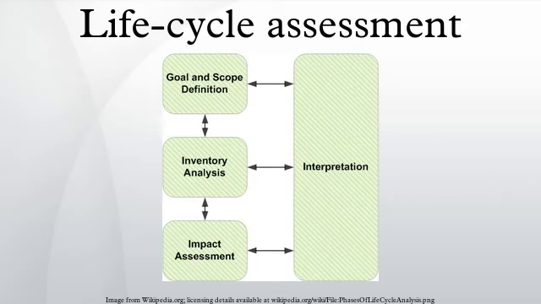Grouping consists of sorting and possibly ranking the impact categories. During weighting, the different environmental impacts are weighted relative to each other so that they can then be summed to get a single number for the total environmental impact.